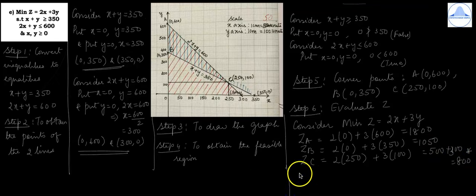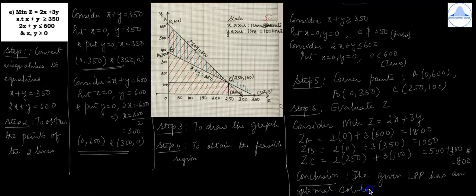So you can write the conclusion. The given LPP has an optimal solution at C, 250, 100 and minimum Z is equal to 800.